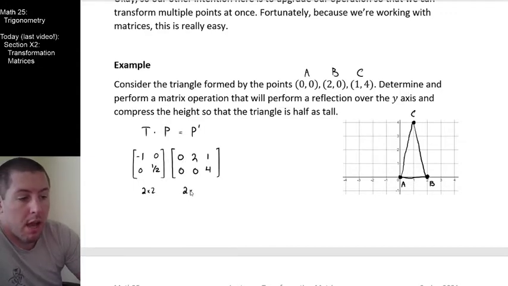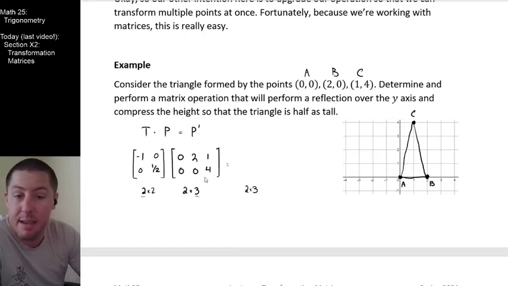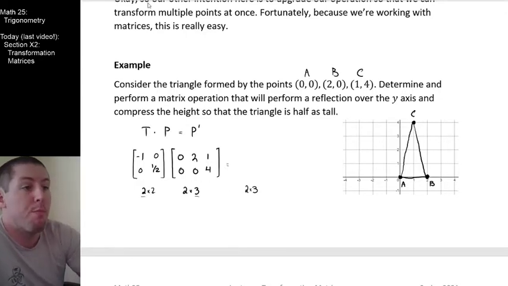2 rows. How many columns? 3 columns. So I can see that the 2 and the 2 match, so this multiplication is legal. What we're going to get on the other end is a 2 by 3, which is exactly what we want. We're going to get back another matrix that's exactly the same size as this one, representing the new point locations out there, right?